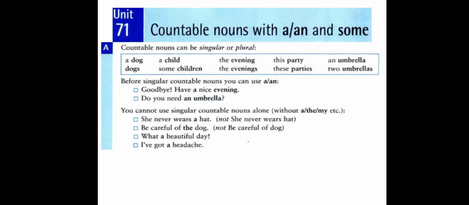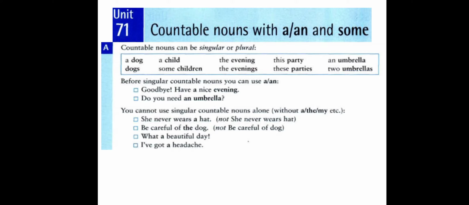Unit 71. Countable nouns with a or an and some. Countable nouns can be singular or plural. For example, a dog is singular and dogs is plural. We don't use the word dog alone if it is singular.